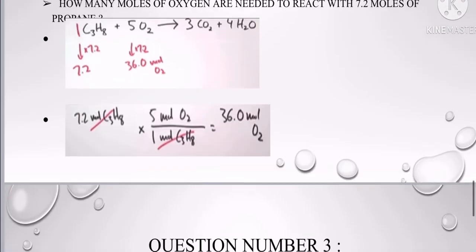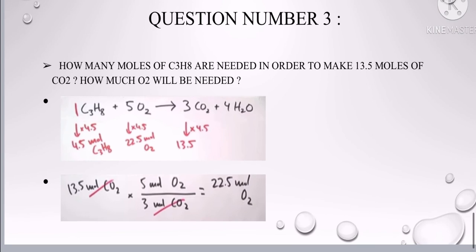It's really simple. And the third question, or let's say the last question, says how many moles of propane, C3H8, are needed in order to make 13.5 moles of CO2. How much O2 will be needed? So first it says how many moles of propane, and now it says how many moles of O2 will be needed. So there are two problems. There is not only one. There are two problems. So we know the problem is 13.5 moles of CO2.